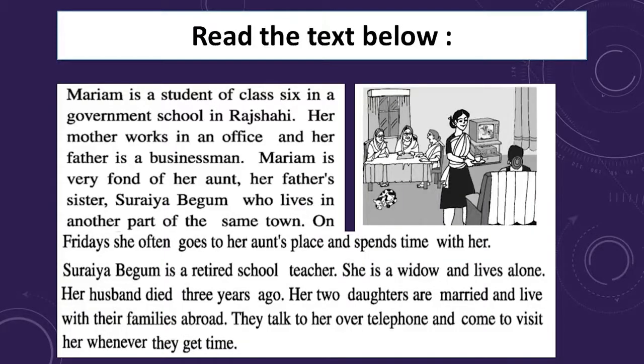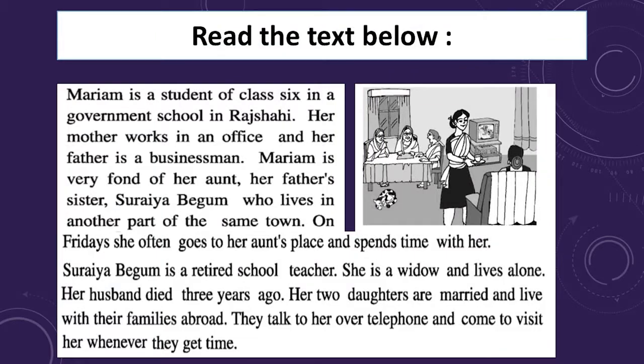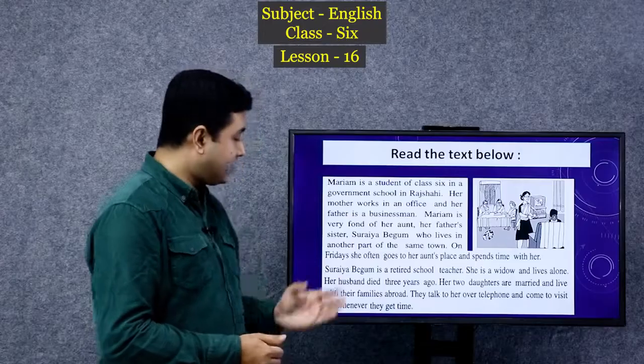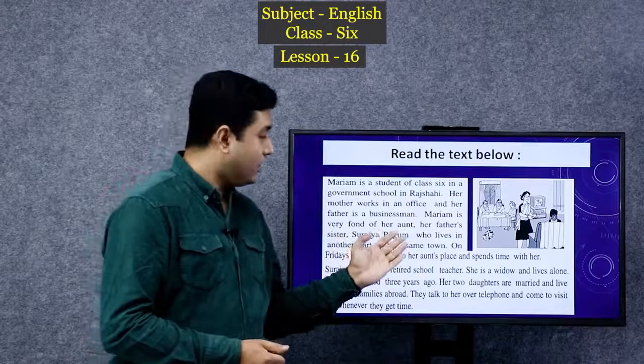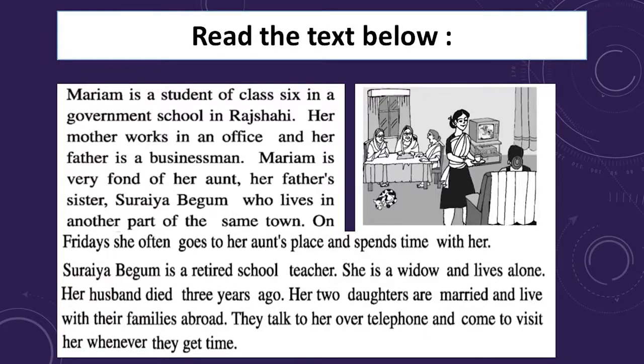Read the text below. Here you can see a picture. Moriam is a student of class 6 in a government school in Rajshahi. So today we will read about Moriam and some members of her family. Her mother works in an office and her father is a businessman. Moriam is very fond of her aunt, her father's sister, Suraya Begum, who lives in another part of the same town. On Fridays, she often goes to her aunt's place and spends time with her.